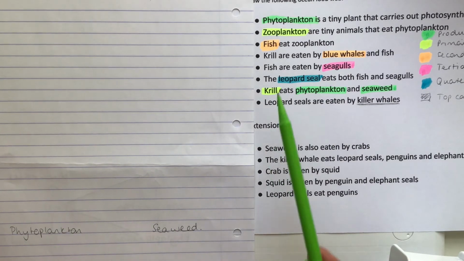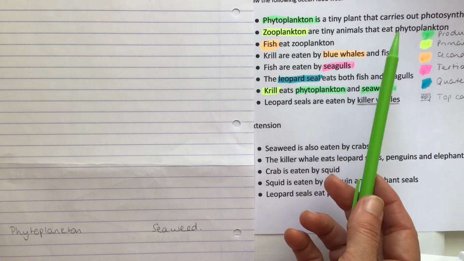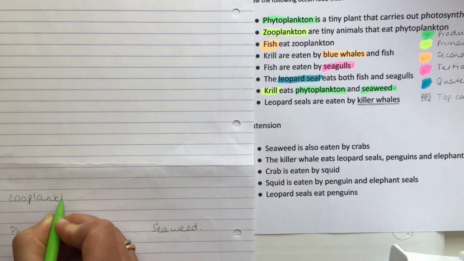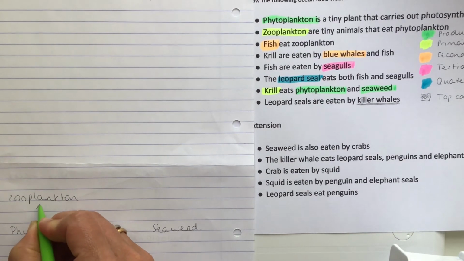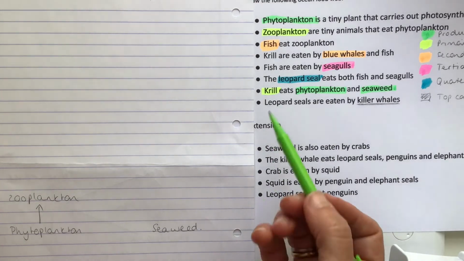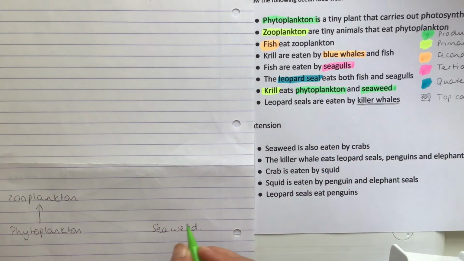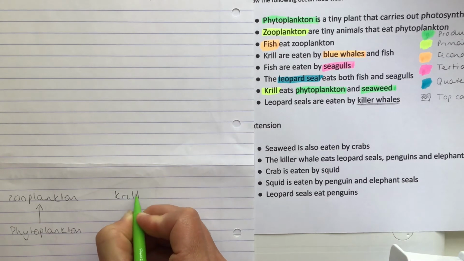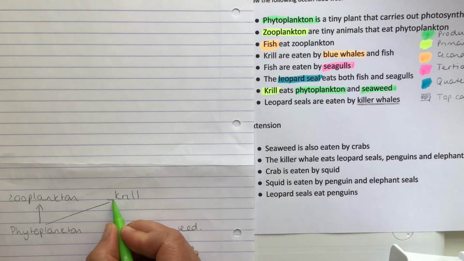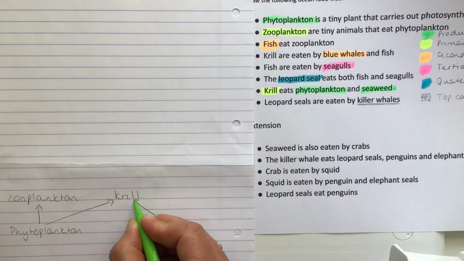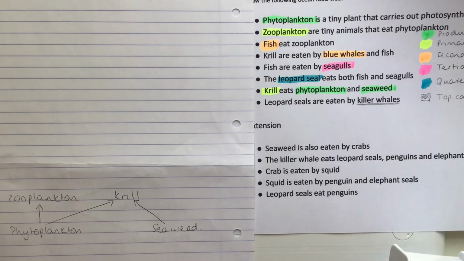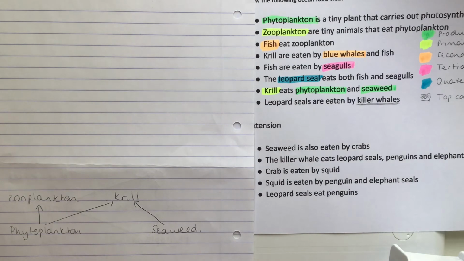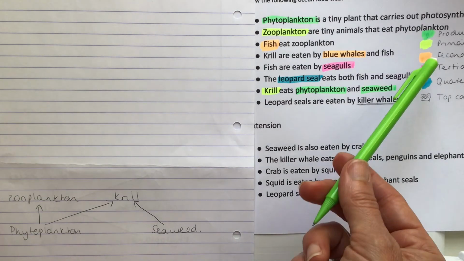So now we're looking for our primary consumers. What eats the phytoplankton? Back here, zooplankton are tiny animals that eat phytoplankton. So zooplankton is eating the phytoplankton here. And then here, krill eats phytoplankton and seaweed. So if I pop krill here, it's eating phytoplankton and it's eating seaweed. So there we go, we've got the start to our food web with our producers here and our primary consumers in the level up.